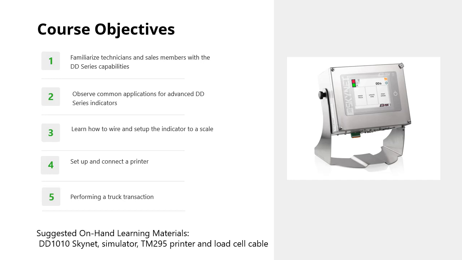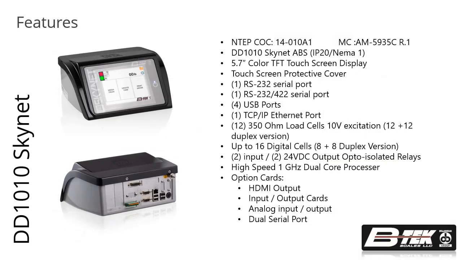To aid in learning, we suggest having a DD1010 Skynet, load cell simulator, TM295 printer, and a DB25 printer cable. This indicator has been NTEP and Canadian approved for legal for trade use. The DD1010 Skynet enclosure is designed to be used in IP20 NEMA 1 indoor applications. The display is a 5.7-inch color touchscreen with the option to add a remote HDMI screen.